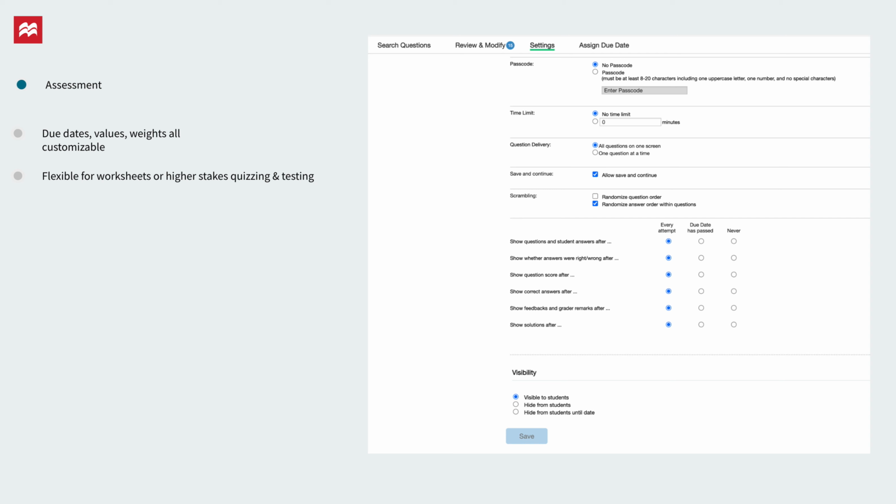Assignments, due dates, and question values or weights are all customizable to a teacher's preference. It's also flexible enough for worksheet creation or higher stakes quizzing and testing by removing multiple attempts, limiting the time allowed, randomizing the questions, and more.